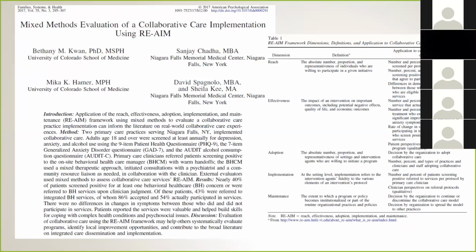provider and the behavioral health specialist work together to provide care to a patient within the primary care setting. So they don't have to go elsewhere. They talk to each other, they collaborate, they have a shared care plan, ideally. There are several different models of collaborative care, of integrated behavioral health. Collaborative care is one that was first established by the Group Health Cooperative.